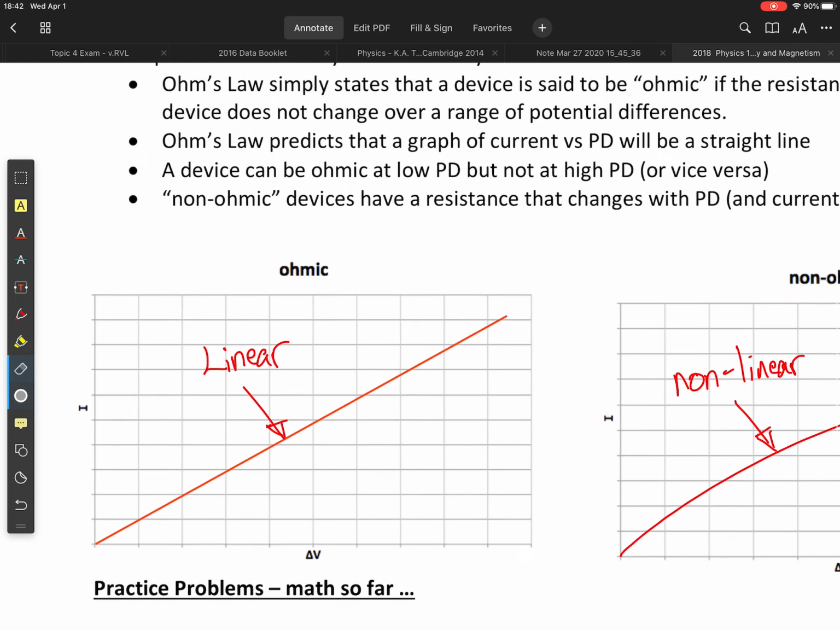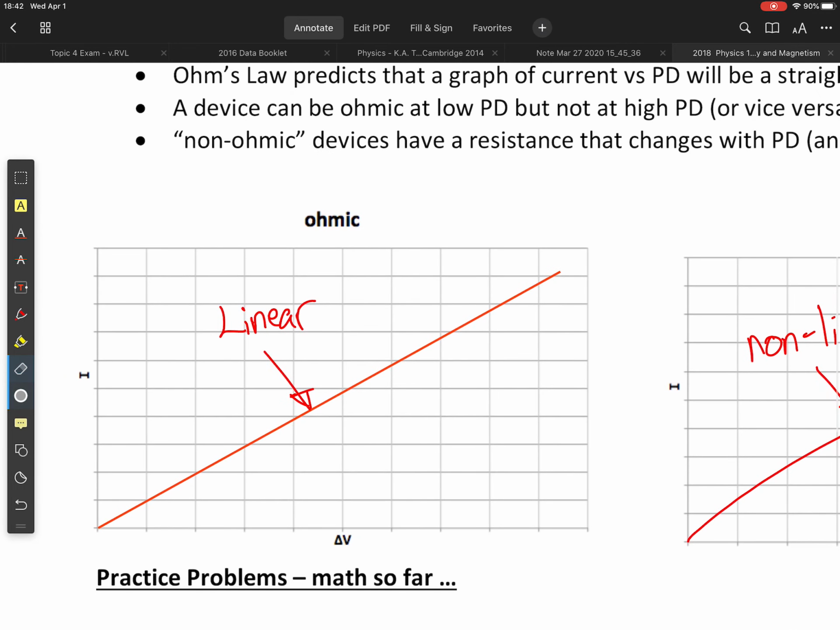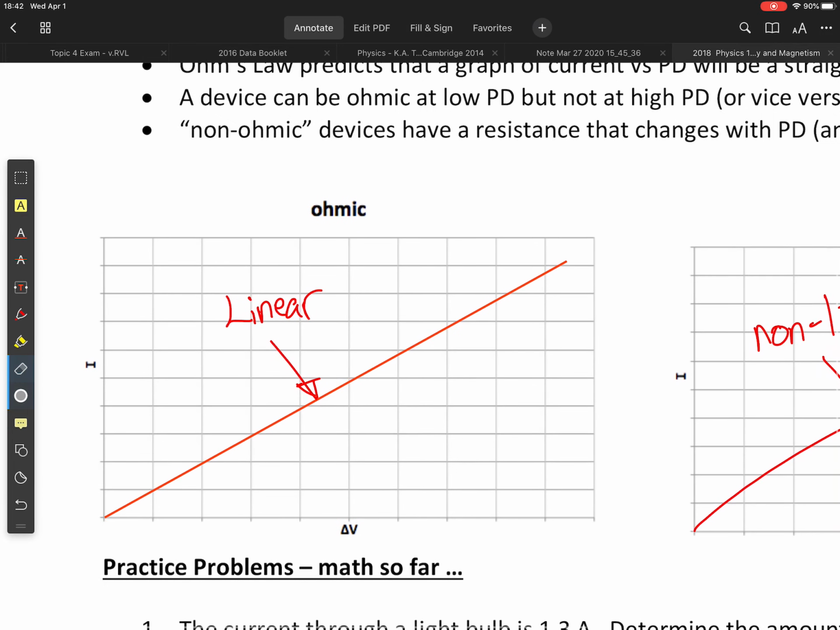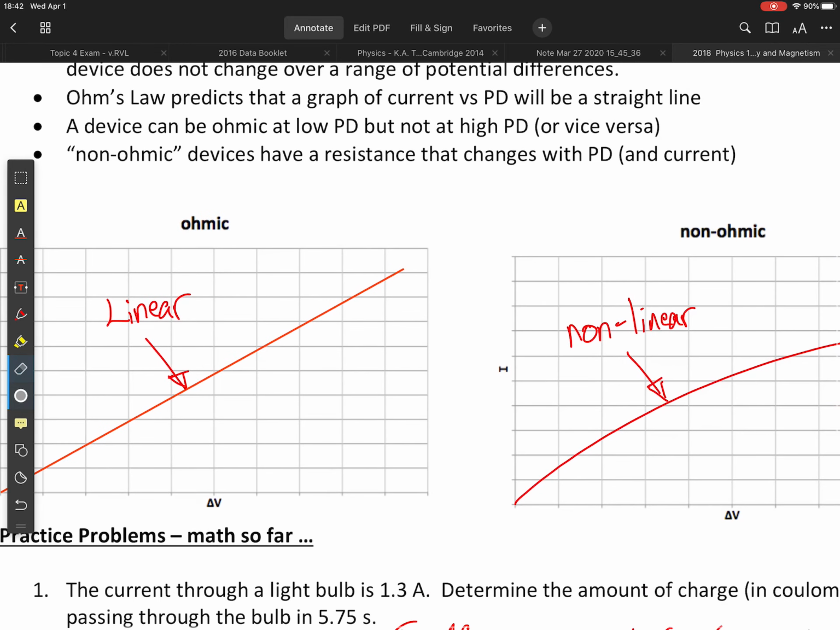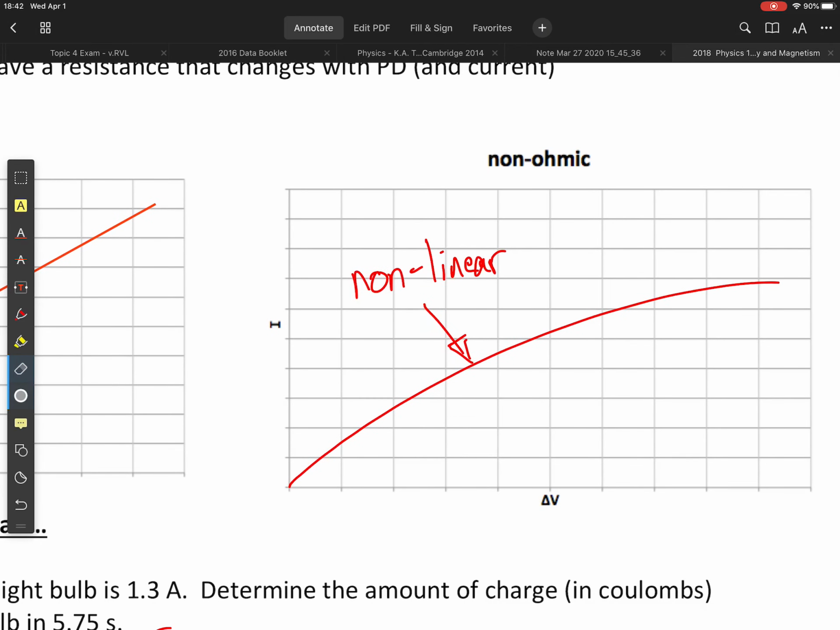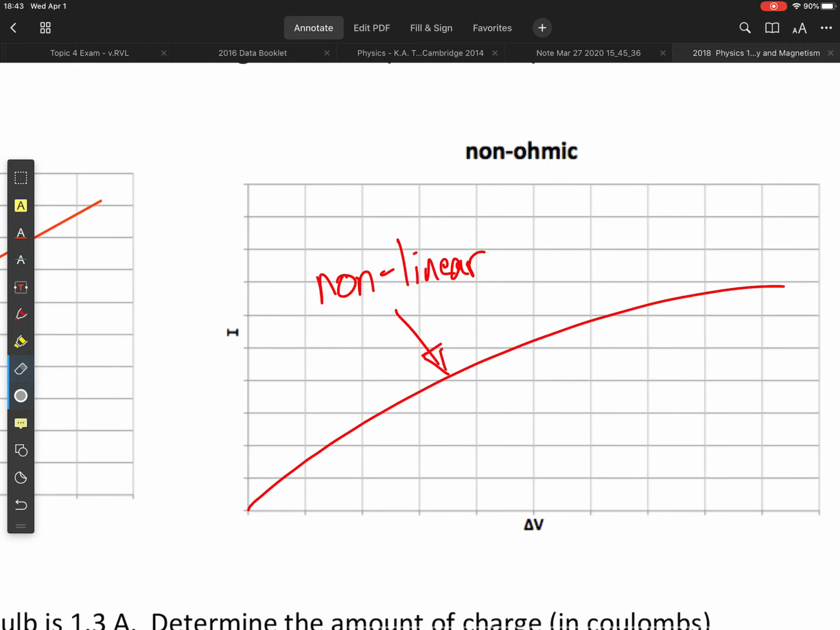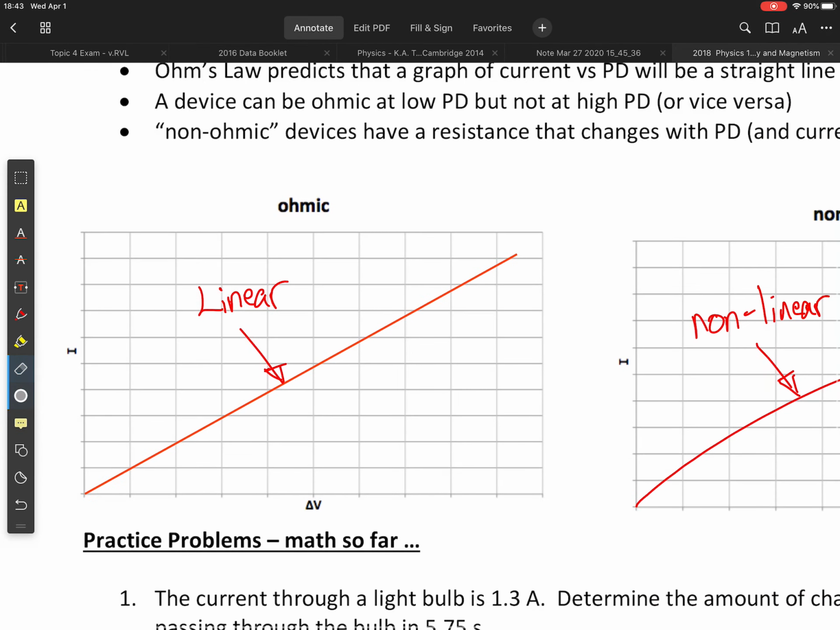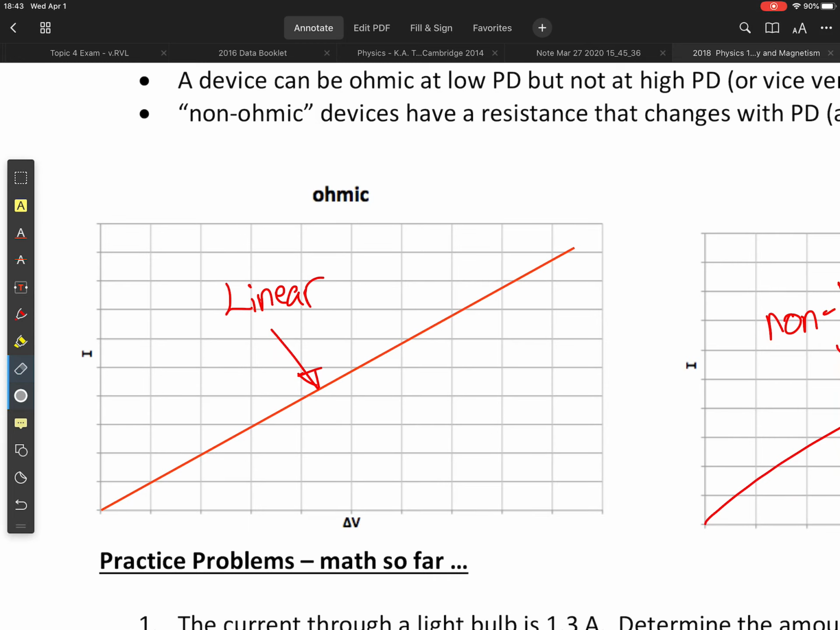Okay, I'm not going to read these points to you, but I am going to point out that your graphs should look like this. If you have a linear relationship between current and voltage, then we have what is called an ohmic resistor. And what that means is that resistance will be constant. Okay, a non-ohmic resistor means that resistance is going to change as you increase the current through the resistor. And so most conductors are actually non-ohmic. It takes a pretty special conductor or a pretty special component to have an ohmic resistance.